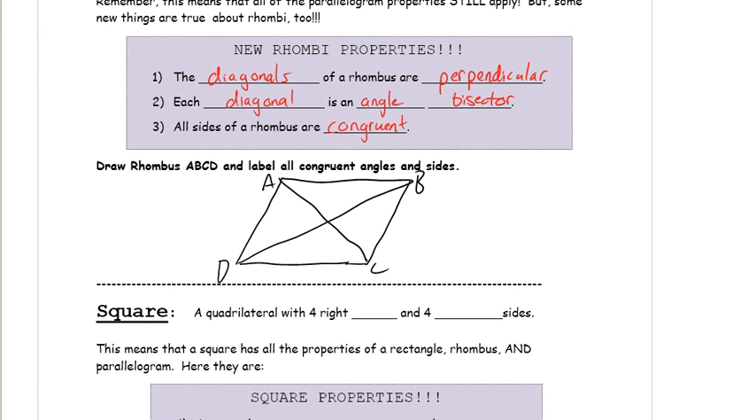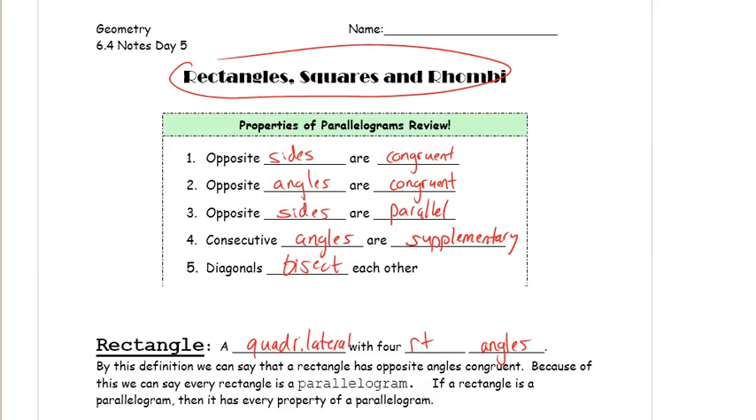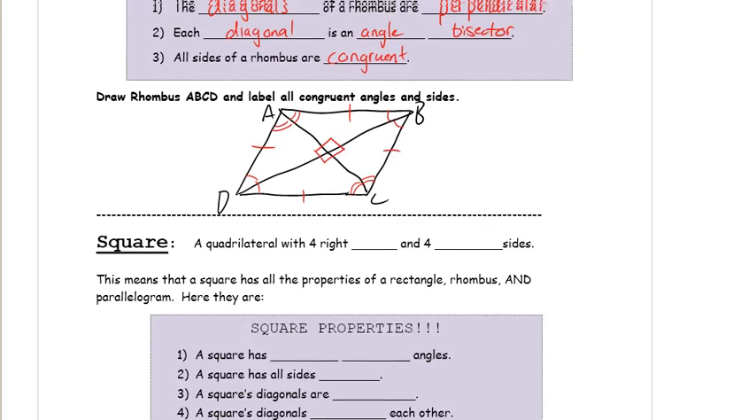So, we also know now that the diagonals of a rhombus are perpendicular. So we know that. Each diagonal is an angle bisector. So we know this. And all sides of a rhombus are congruent. So we know this. Okay, so anything not there from the new stuff is going to be in the old stuff. Okay, well, scrolling back up. We know that diagonals bisect each other. So we know this.